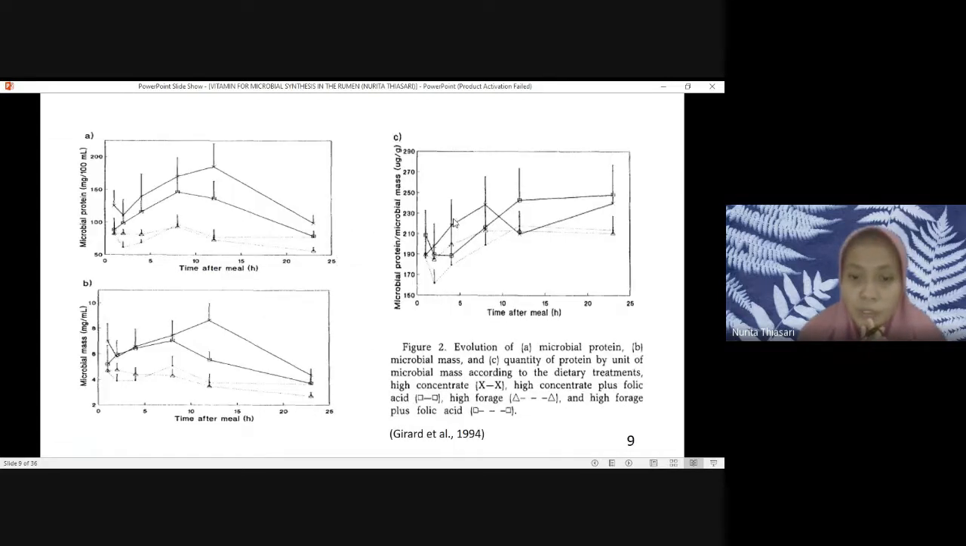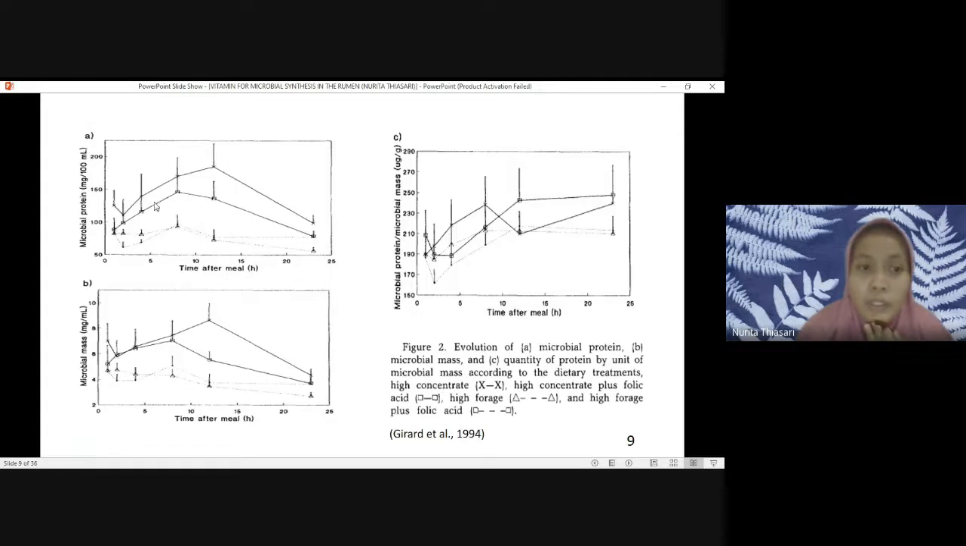And next, I move to another kind of the vitamin B. In here, I would like to mention about the folic acid. So in the A picture is the microbial protein. From here, I would like to show the different kind of the diet. So the line is the concentrate diet, and then the dot one is the forage diet. So we can see if we compare the forage and the concentrate diet, the microbial protein was higher in the concentrate diet comparing with the forage.